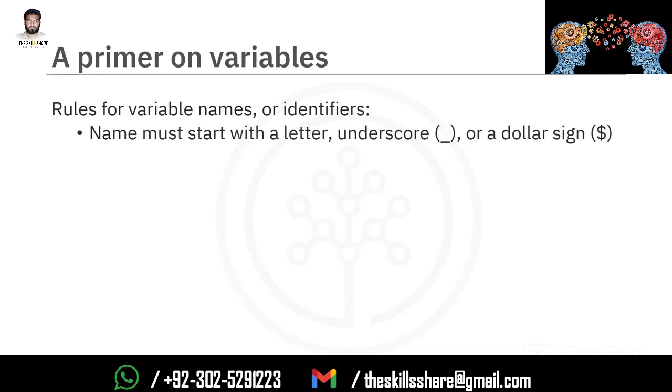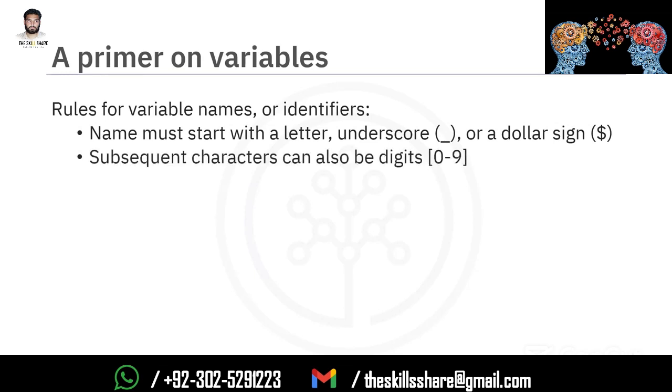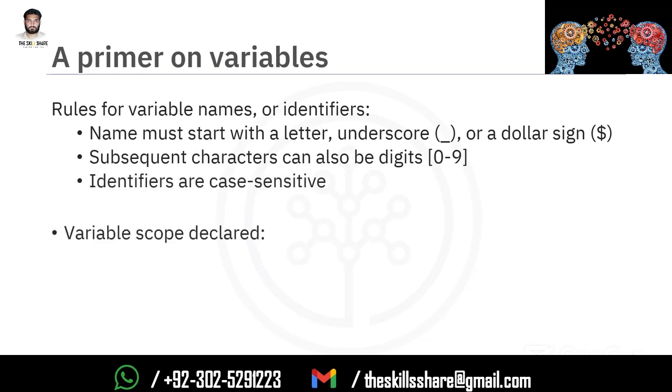The name must start with a letter, underscore, or a $ sign. Subsequent characters can also be digits 0 to 9, and identifiers are case-sensitive. Variables also have a scope. Variables declared within a function have a scope local to that function. This means that they exist within the function but not outside of it.